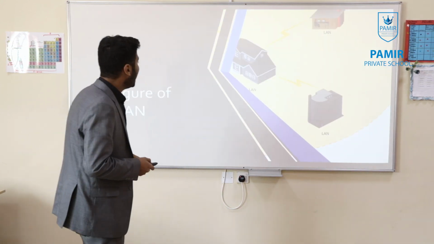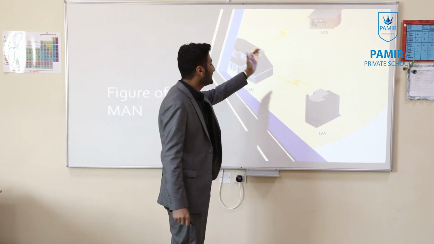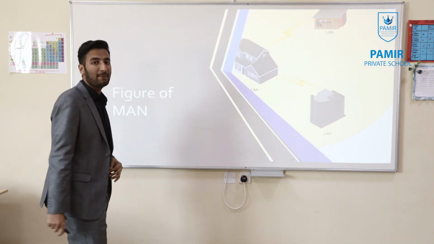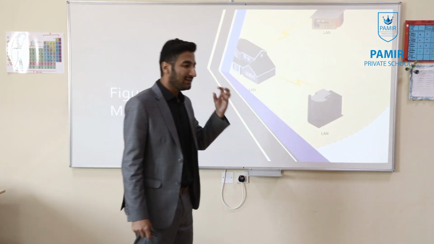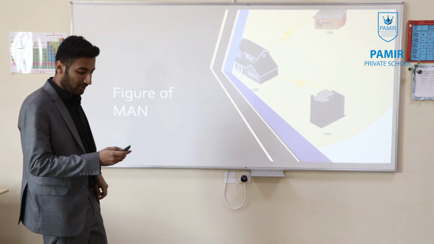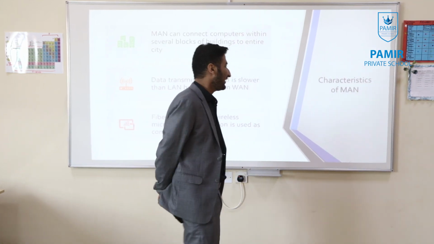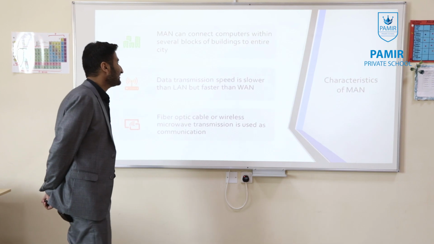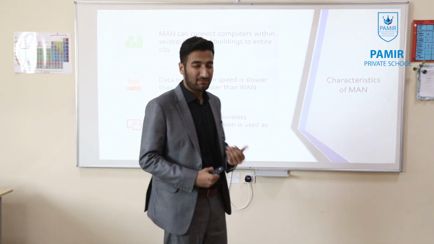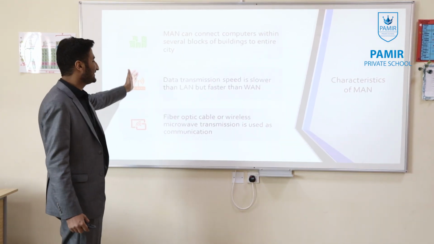Let's move on. As you can see, in a city there are 3 houses, 3 stations, and they are using a LAN network. If you combine all of this, you create a MAN. So the network services within a city are an example of MAN. Moving on, there are some characteristics of MAN. The first is that it connects many computers over many buildings in a city. So a MAN is for a city.